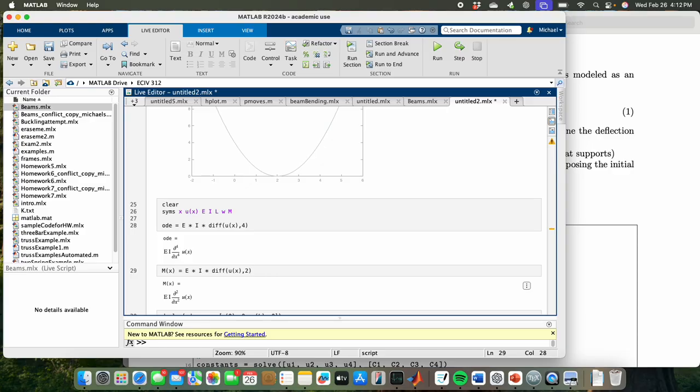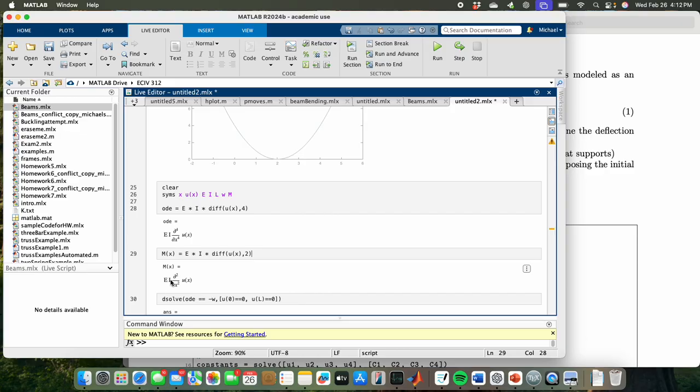So E times I times the second derivative, EI u prime prime, that we used this last time, right? We talked about this last time. What did we do that for? Oh, because we plotted beams. Yeah. So the second derivative times EI is the moment. So I'm going to set M of x equal to that. So now M of x is a variable. There it is right there. It's EI u prime prime that it's doing.